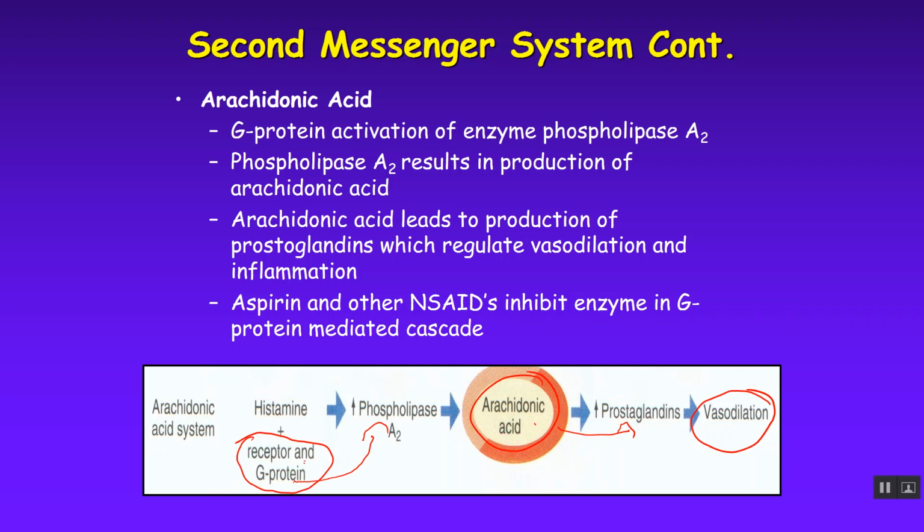And that's part of the inflammatory process, but it's a G protein mediated pathway. Okay? And so things like aspirin and other NSAIDs, they inhibit the enzyme, the phospholipase A2 enzyme, in this G protein mediated cascade. That's why you have less inflammation, less swelling, and so forth in that area with aspirin and other NSAIDs. Okay, and also histamine blockers. But that's how that affects that G protein. That's just an example. And there's hundreds and thousands of these examples. I'm just pointing out a couple that are more clinically relevant for you guys.